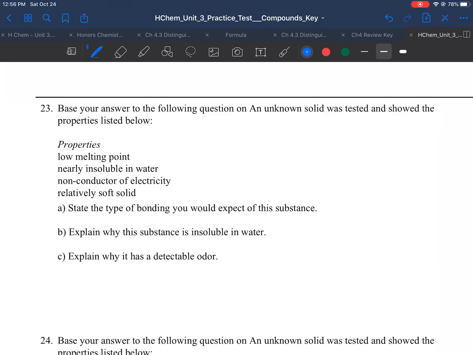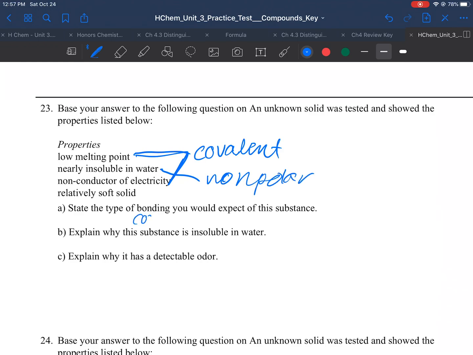Number 23. So if we have a low melting point, again, likely covalent. So both these lead towards me thinking it's covalent, because being a non-conductor means it can't be ionic. Nearly insoluble in water, again, nonpolar. So the type of bonding, covalent. Why is the substance insoluble? Because water is polar and the substance is nonpolar. Because remember, like dissolves like.